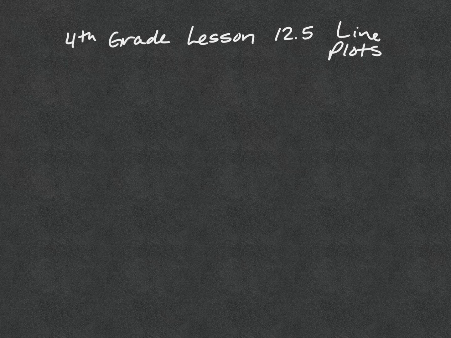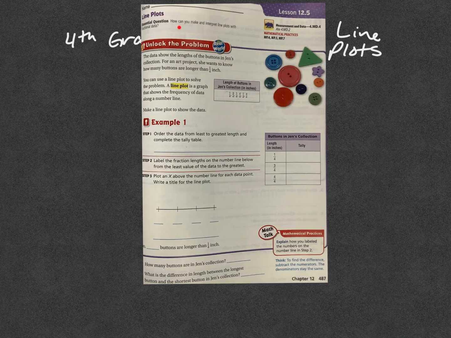Fourth grade lesson 12.5 is line plots. They're also called dot plots as you go into the upper grades, but same idea. Let's get started. Our essential question is, how can you make and interpret line plots with fractional data?